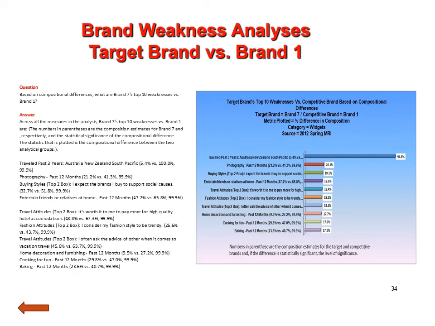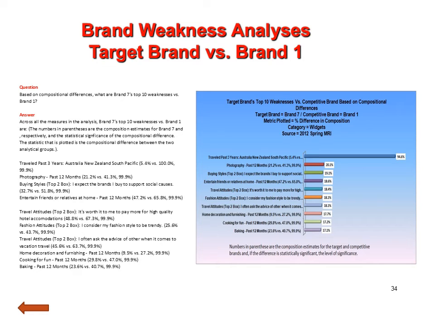Each weakness analysis has a structure identical to each strength analysis. The type of analysis is shown on top along with the brand that is being compared to the target brand. The question, which appears on the top left of the slide, reads, based on compositional differences, what are the target brand's top 10 weaknesses versus the competing brand?